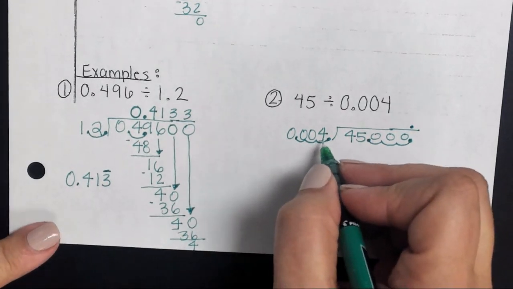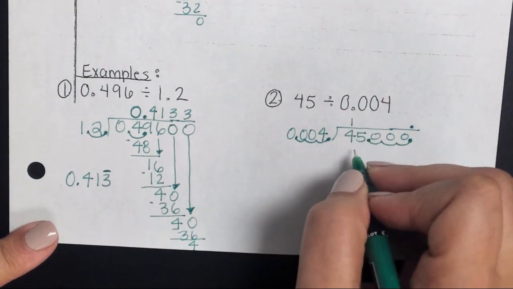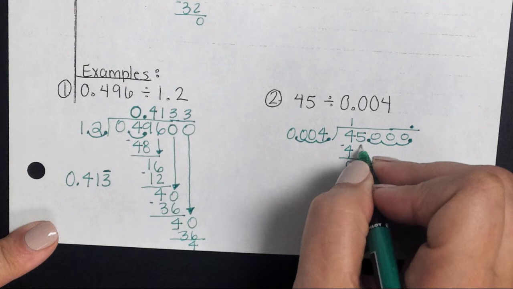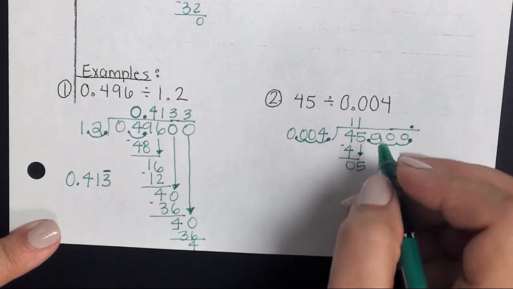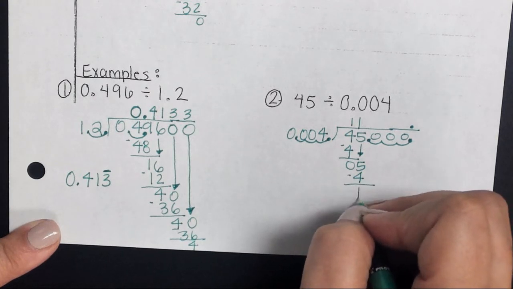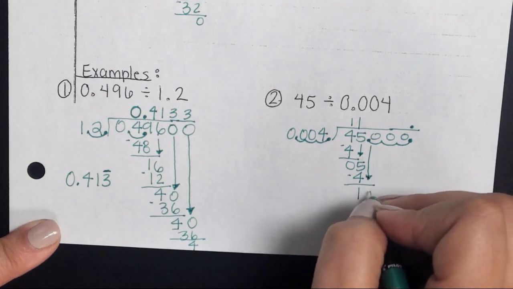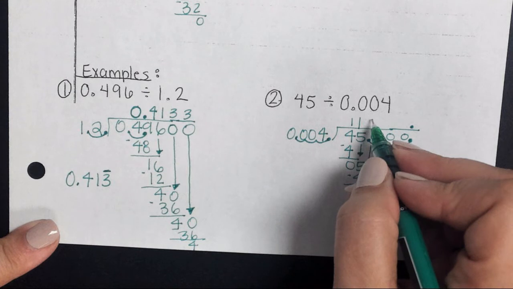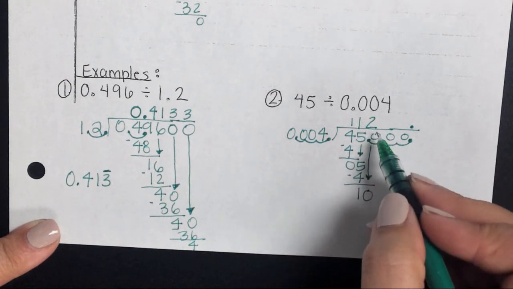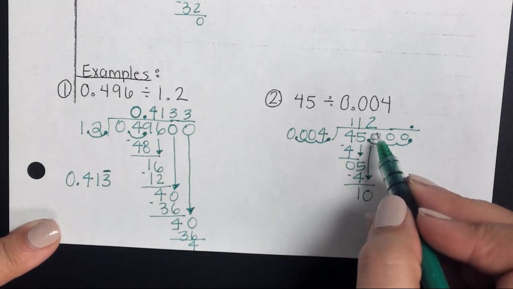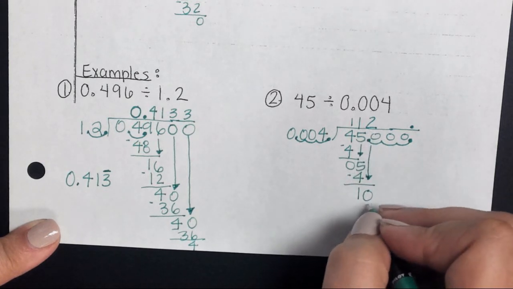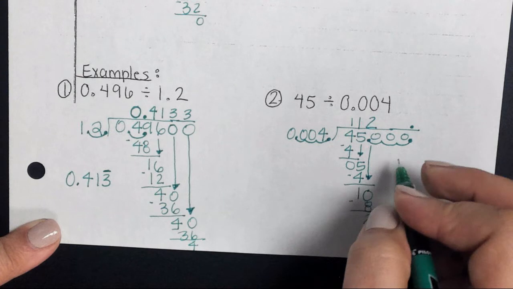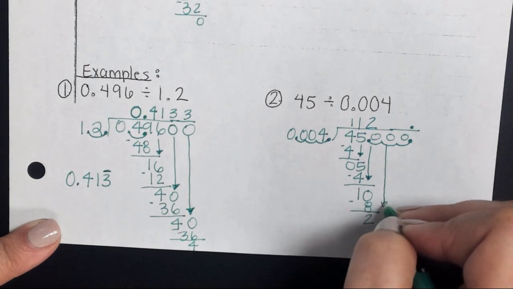Now we can divide. Can 4 go into 4? Yes. 1 time. Bring our next number down. Can 4 go into 5? Yes. 1 time. Bring our next number down. Can 4 go into 10? Yes. And be very careful, guys. The number that you're writing up top in your answer has to be the number above the number you just brought down. So we're bringing down another 0.